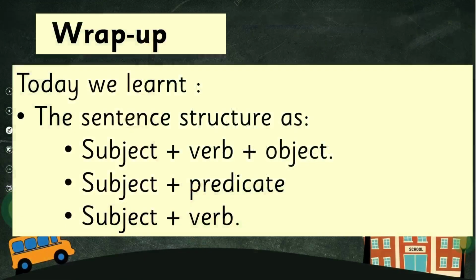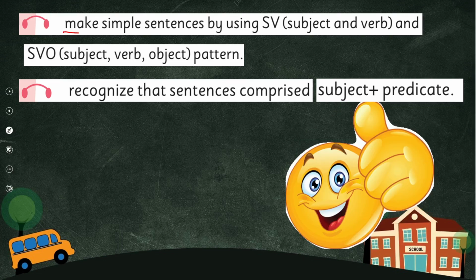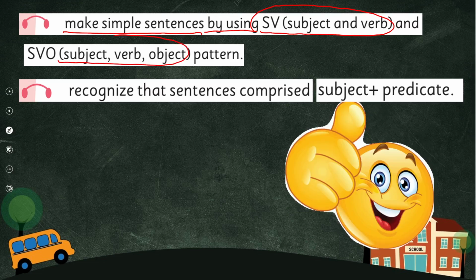So what have we learned today? We learned to make simple sentences by using subject and verb, and subject, verb and object patterns. And we learned to recognize that sentences are comprised of a subject and predicate.